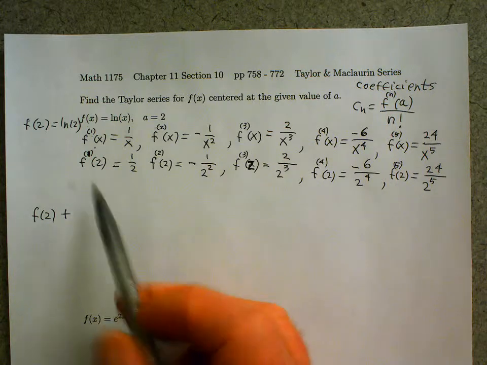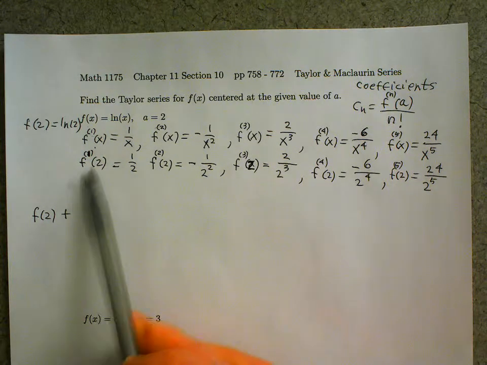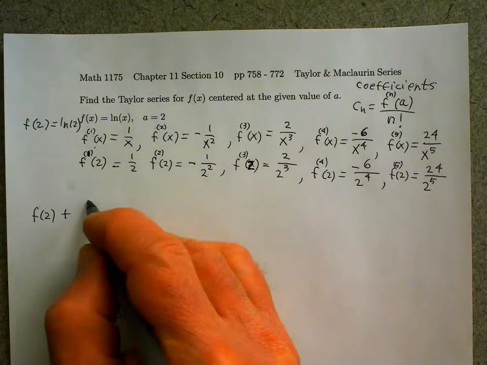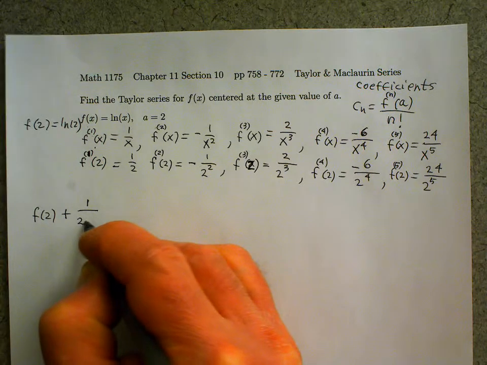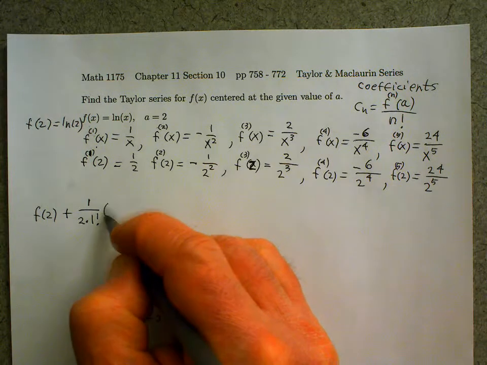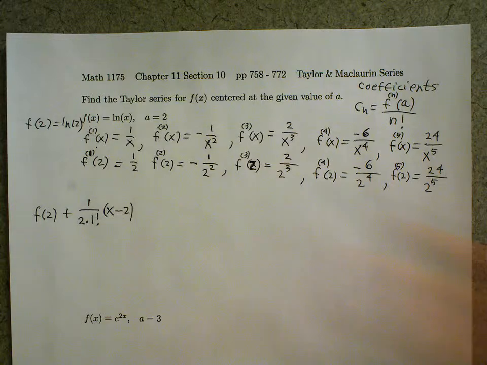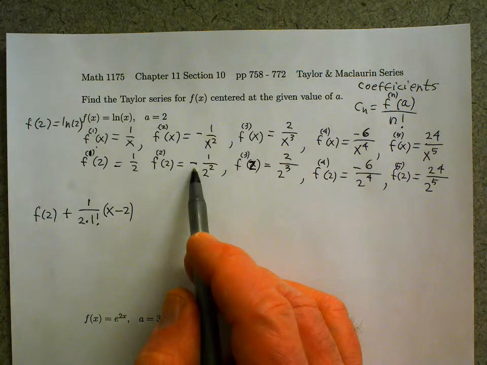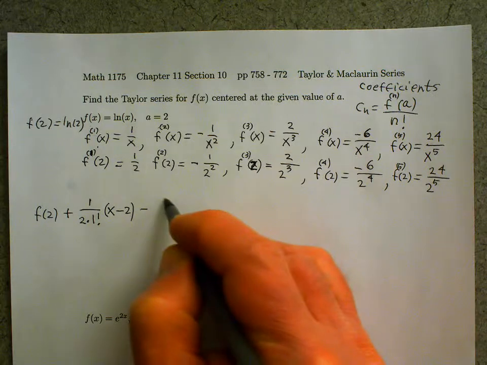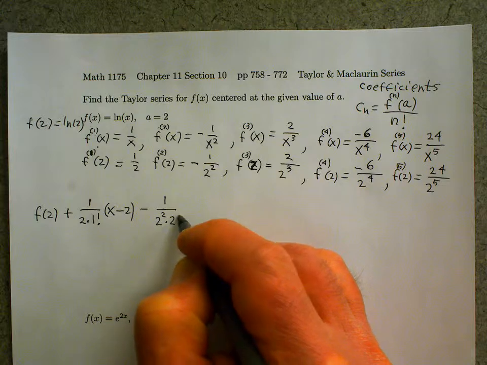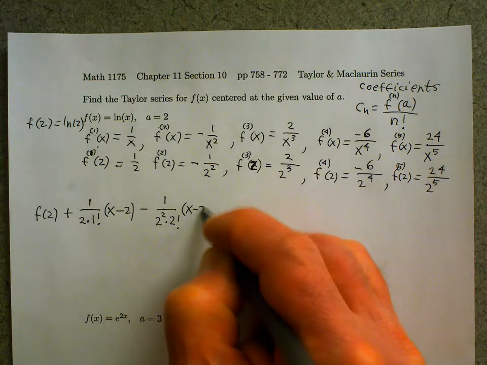The next term is the first derivative evaluated at 2 divided by 1 factorial. So I'm going to write this as 1 over 2 times 1 factorial, and then we have times x minus 2. Then the next term, well, it's negative, so we'll write minus 1 over 2 to the second times 2 factorial times x minus 2 to the second.